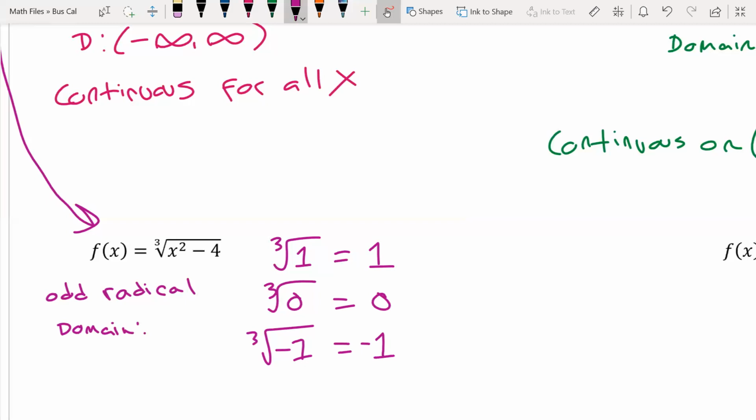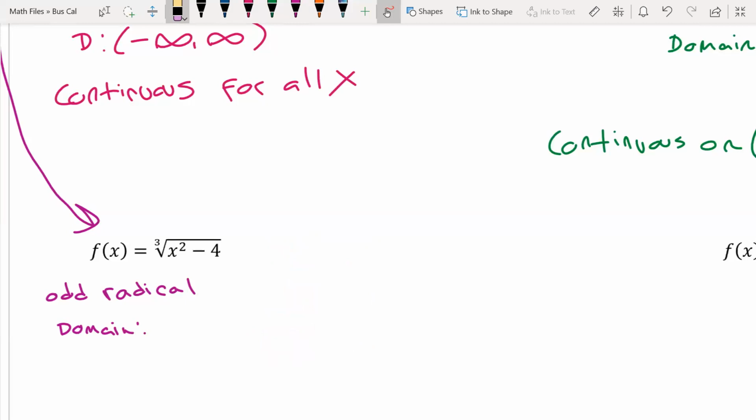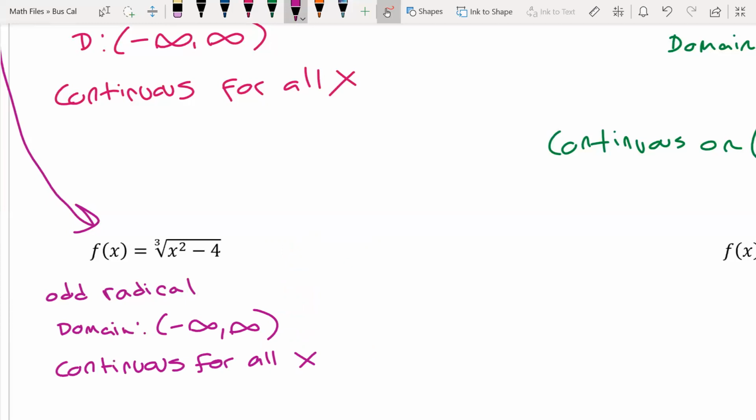So what we're saying with this is that with the cube root or with any odd root, you can take the odd root of a positive number, you can take the odd root of 0, and you can take the odd root of a negative number. This means that for an odd root, we can take the odd root of whatever number we like. So that means there are no restrictions on numbers we could use. So what would the domain of this function be? All real. That's it. Which means we can again state continuous for all x. Crazy, right?